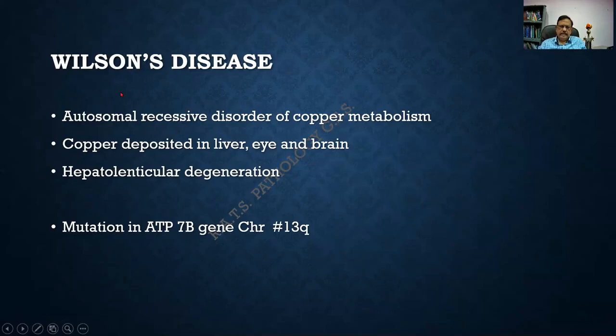It is Wilson's disease. Good. Autosomal recessive disorder of copper metabolism. The copper is deposited in the liver, eye, brain, and it is otherwise called hepatolenticular degeneration, as these organs are affected. There is a mutation in the ATP7B gene on chromosome 13q. Q is the long arm, and there is a break in it, fragmentation.